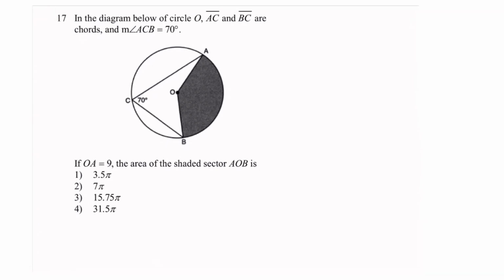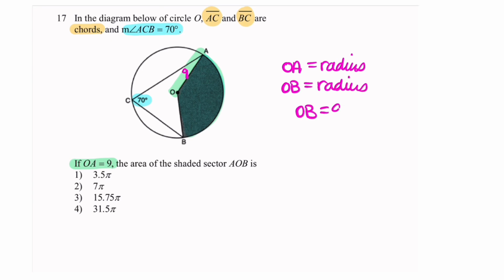In number 17, the diagram below of circle O has segments AC and BC as chords. The measure of angle ACB is 70 degrees, shown in the diagram. If OA is 9, which we can mark in our diagram there, what is the area of the shaded sector AOB? Now I noticed that OA, the segment that's worth 9, is a radius, and OB is also a radius. So we can mark OB as 9 as well.